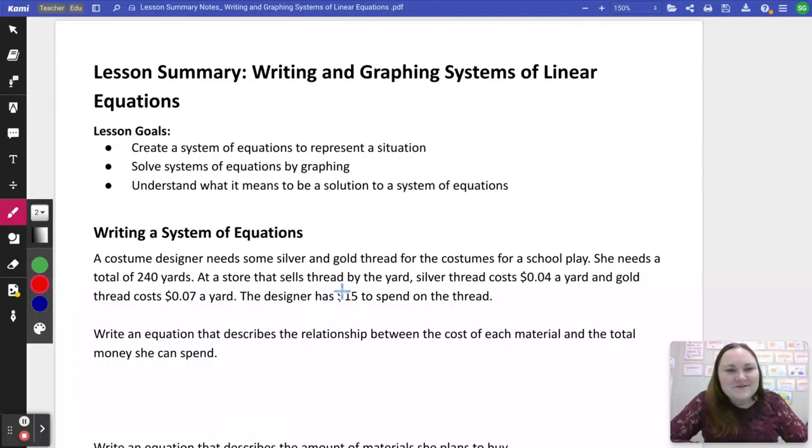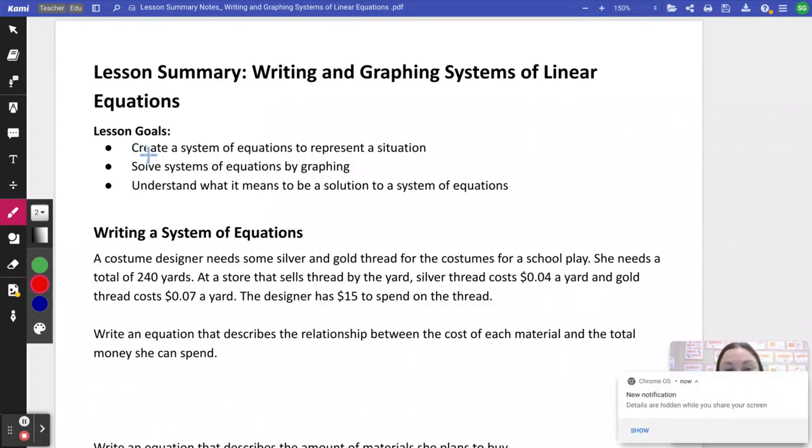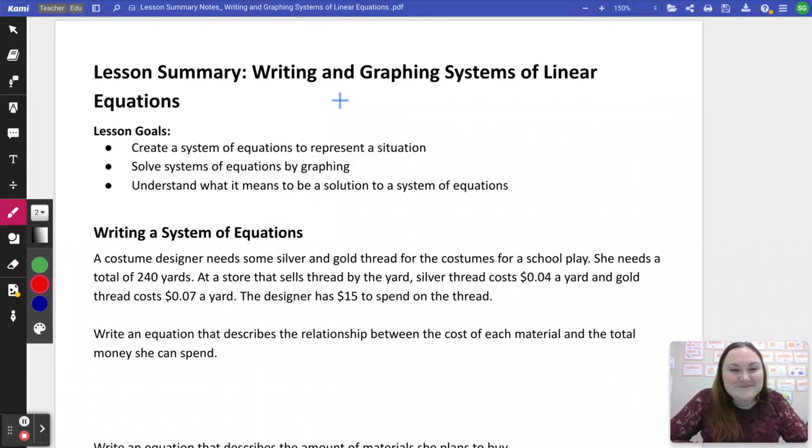Hello, algebra students, and welcome to our lesson summary video on our lesson for writing and graphing systems of linear equations. This is the first lesson for our unit on systems of equations, and in this lesson, we talked about how you can create a system of equations to represent a situation. That's also going to include what a system is.